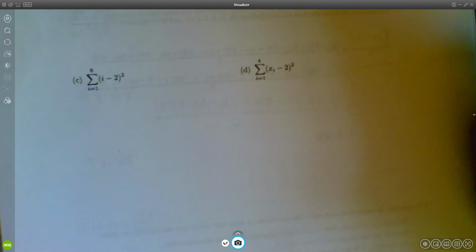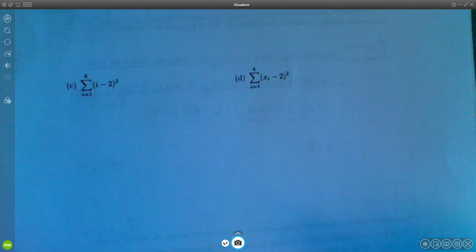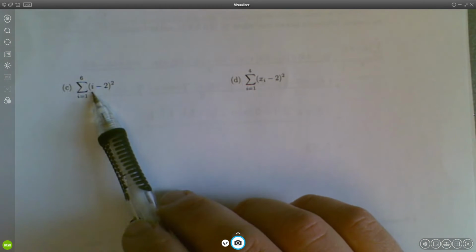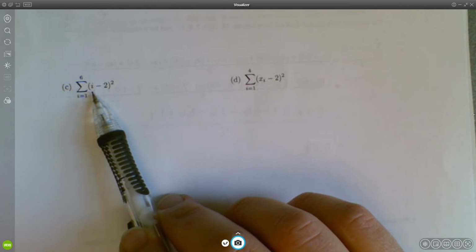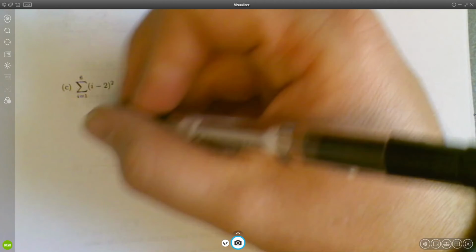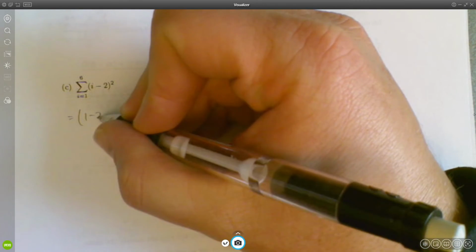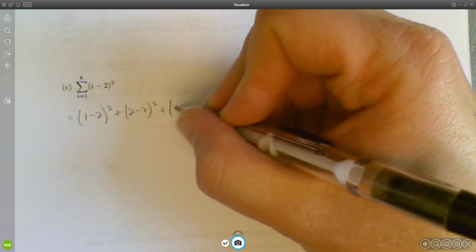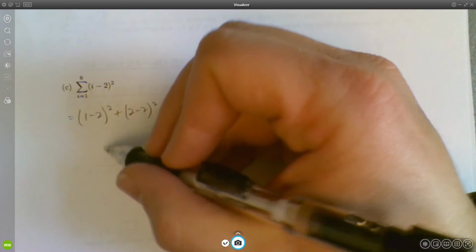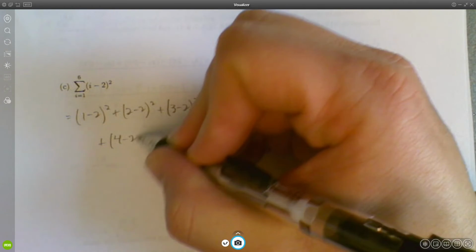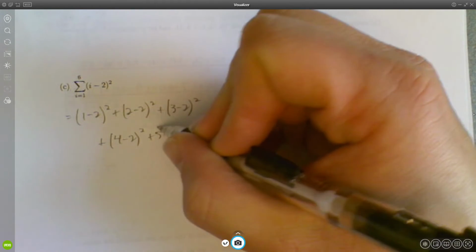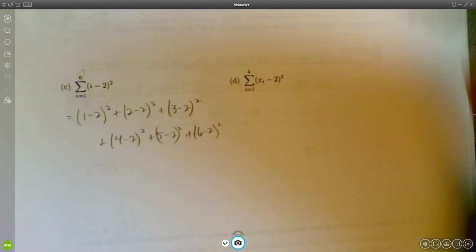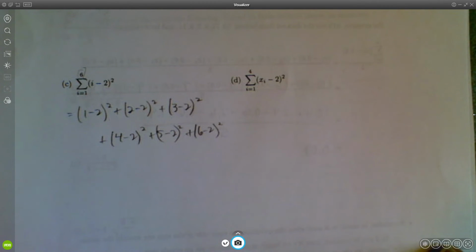Moving on to part C. This time we want the sum from i equals 1 to 6. So I'm going to keep going until I hit 6. Okay? But once again, I don't have any x sub i's. I just have i's. So this is going to look like 1 minus 2 squared plus 2 minus 2 squared plus 3 minus 2 squared plus 4 minus 2 squared plus 5 minus 2 squared plus 6 minus 2 squared. And then I can stop at 6 because that's what that top index says.